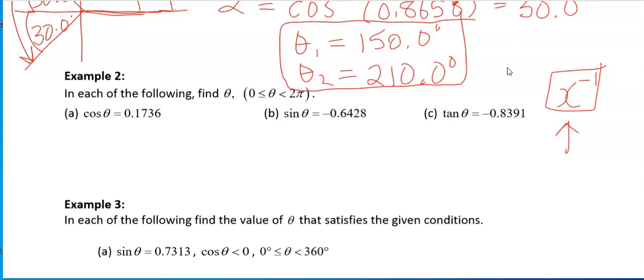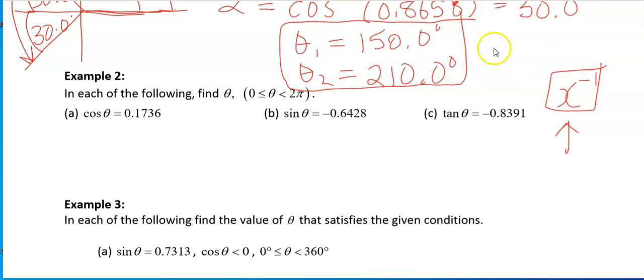All right, it's still saying find theta. You're still asked to find an angle, and you're still given a trigonometric ratio in each of these cases. Now I notice these three are the primary ratios, sine, cosine, tangent. They could have just as easily given you one of the reciprocal ratios here as well.